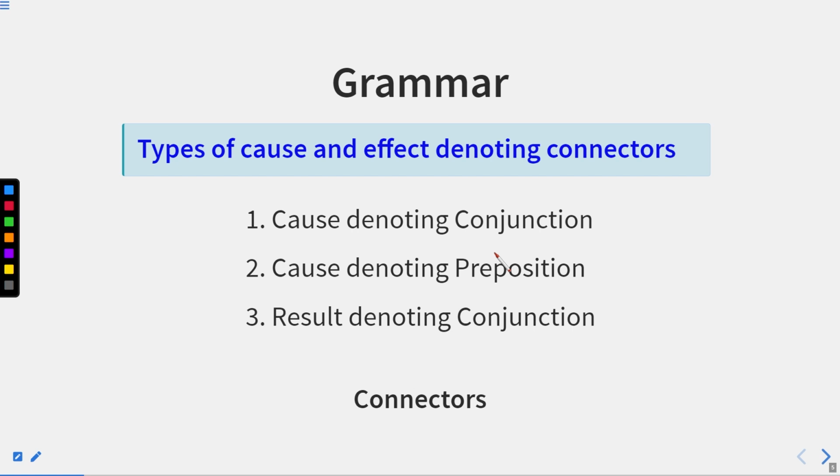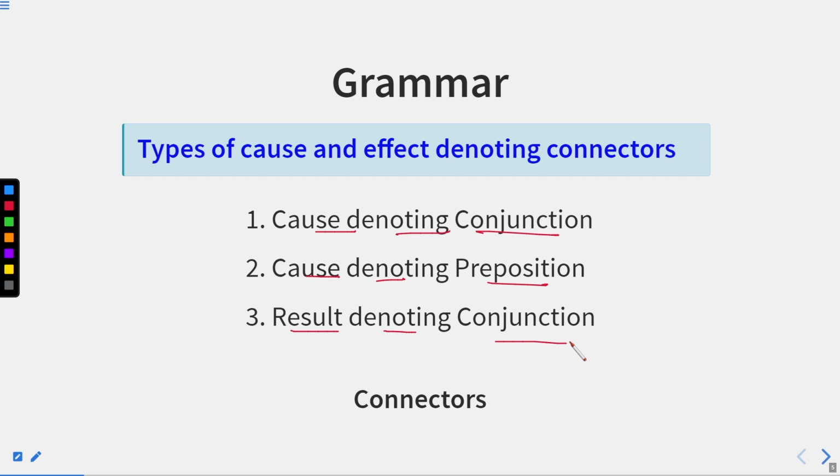Now, as I told you earlier, connectors can be conjunctions, prepositions, or adverbs. So these cause and effect denoting connectors can be conjunctions. We will discuss cause denoting conjunctions. After that, we'll discuss cause denoting prepositions, and then result denoting conjunctions. Cause means to make something happen, and result is the effect or the impact or the outcome that we get of that particular cause.